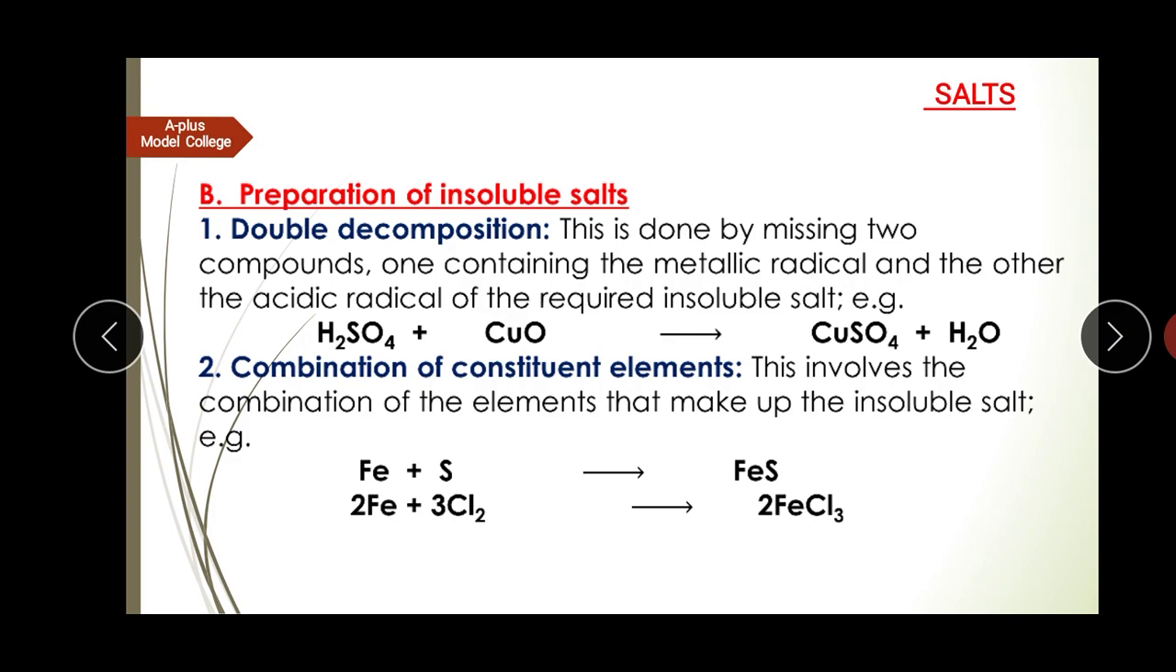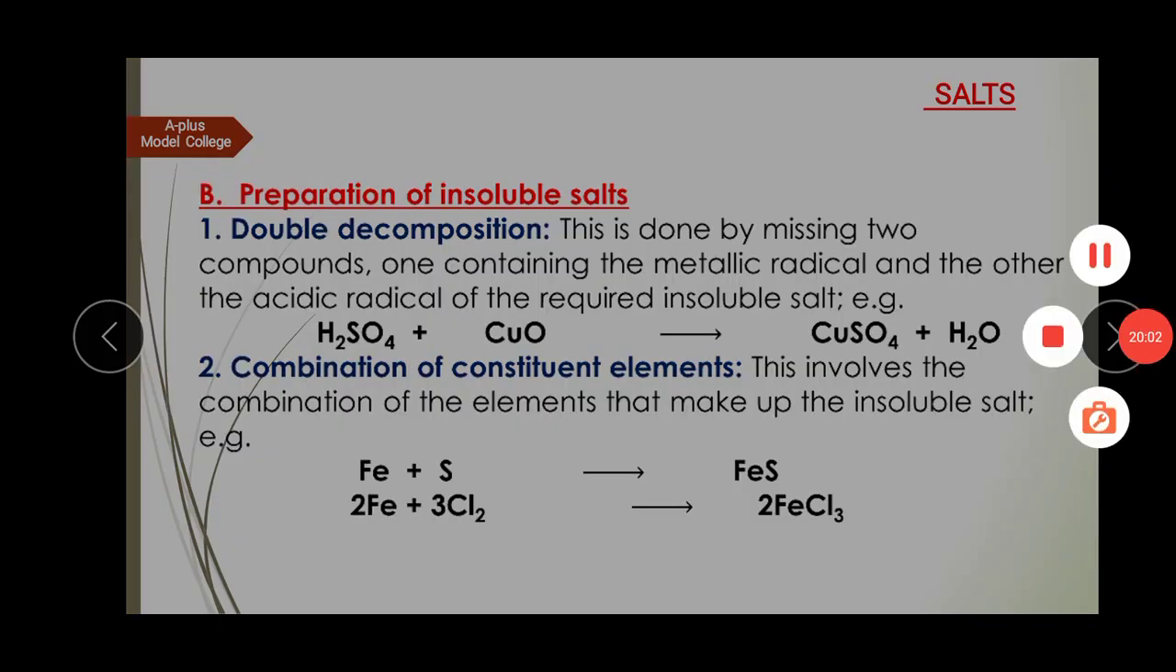And the second one is combination of constituent elements. When we combine some elements together, we have an insoluble salt. Look at the example of iron with sulfur. They are direct elements. When you heat them together, you have iron sulfide. And iron plus chlorine, Cl2, you have iron(III) chloride. That is another example.